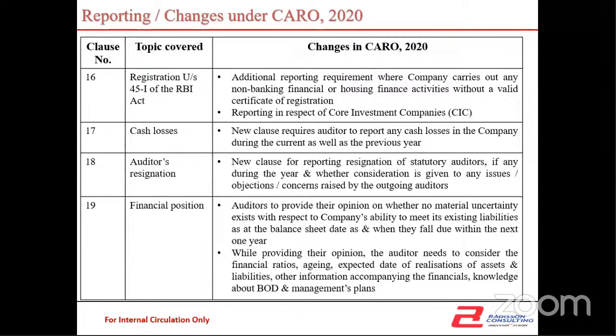Auditors to provide their opinion on whether no material uncertainty exists with respect to the company's ability to meet its existing liabilities as at the balance sheet date, as and when they fall due within the next 1 year. While providing their opinion, the auditor needs to consider the financial ratios, aging, expected date of realizations of assets and liabilities, other information accompanying the financials, knowledge about the board of directors, and management's plan.